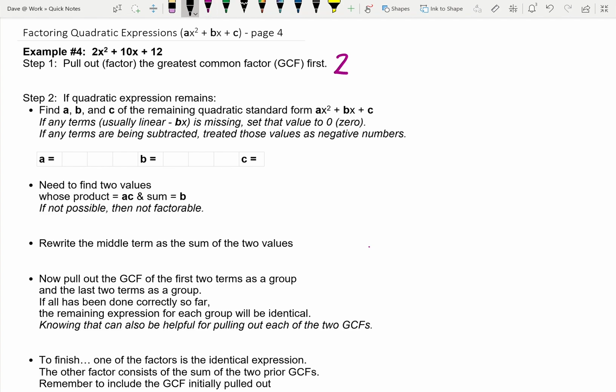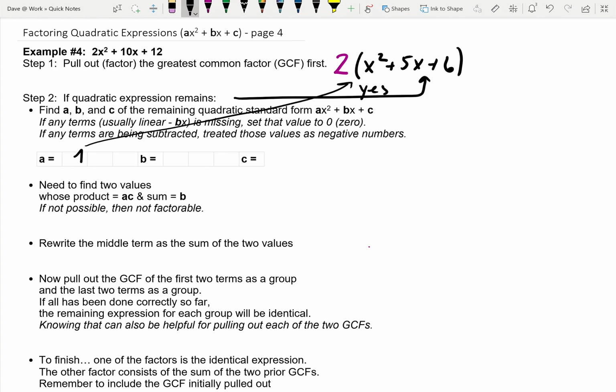Now, what I want you to realize is that for everything else that's about to happen, I am interested more in the x squared plus 5x plus 6 quadratic expression that is remaining. So I guess the answer to this question is yes, it is. And when I start looking at my A, B, and C, I'm not going back and looking at the original problem. I'm going to look at my A from the fact that it's 1x squared plus 5x, and C equals 6.